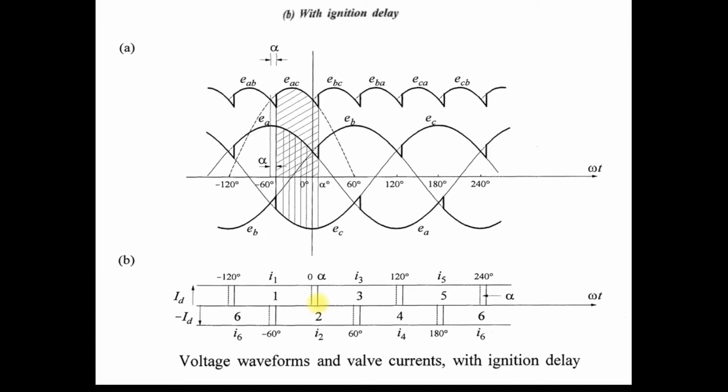Only the conduction period is changed. It means the position of the valve conduction is changed. The duration remains the same; the position of the valve conduction is changed. I hope it is clear to you. So this is with ignition angle delay. Clear?